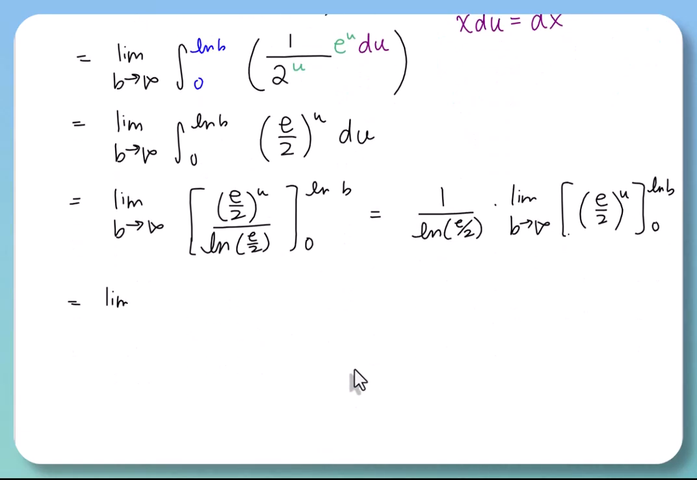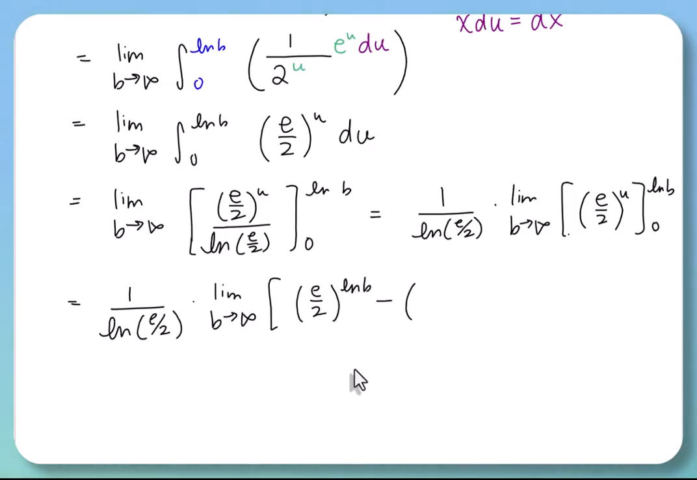Of the limit, let's not leave off that constant multiple in front, 1 over the natural log of e over 2 times the limit as b goes to infinity of e over 2 to the natural log of b minus e over 2 to the 0. And e over 2 to the 0 is going to go to a constant. Anything to the 0th power is 1. So we end up with a 1 right there.